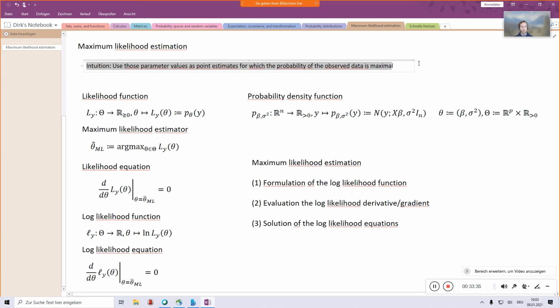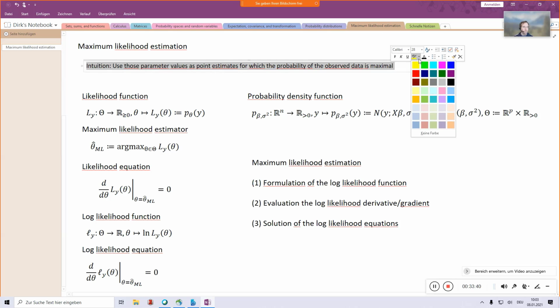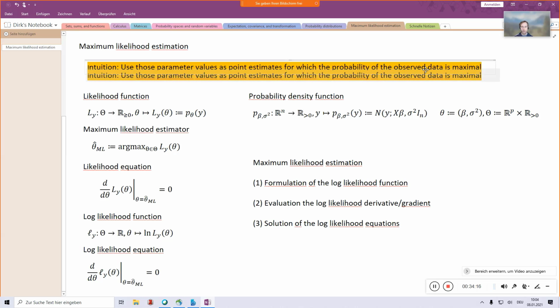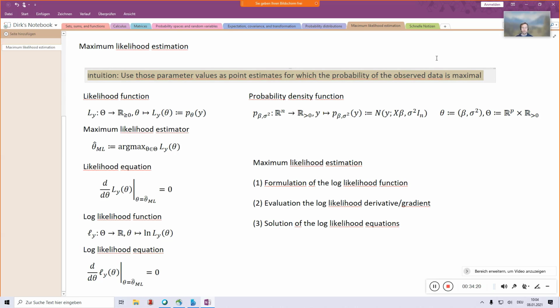Again, the intuition is to choose that parameter value for which the data have the highest probability of occurring. And formally, it's this three-step procedure of writing down the log likelihood function, computing its gradient, and solving the log likelihood equation. Questions about this general procedure? We will do this in detail for the GLM in the second hour, but first, are there questions regarding this idea?